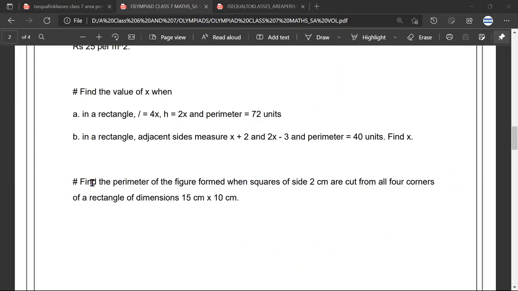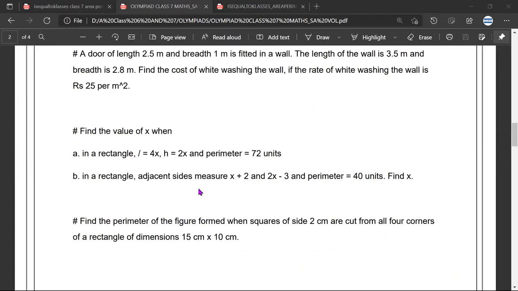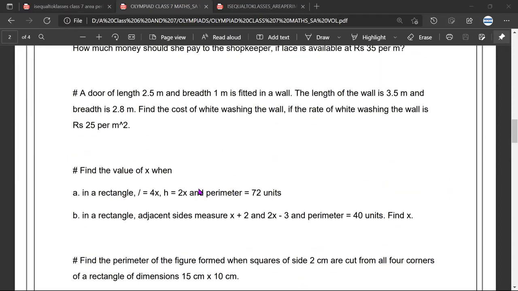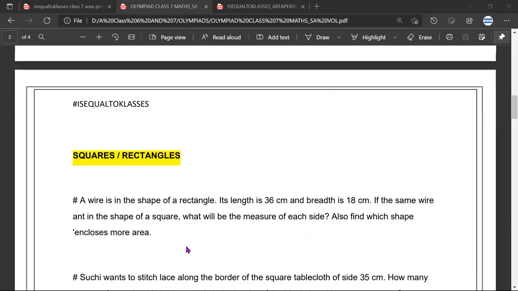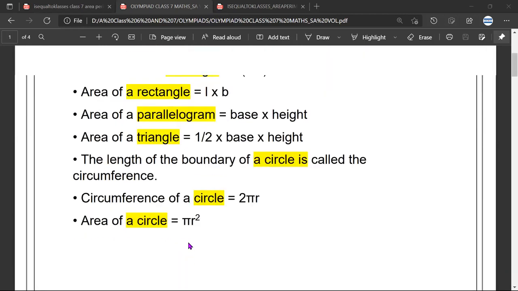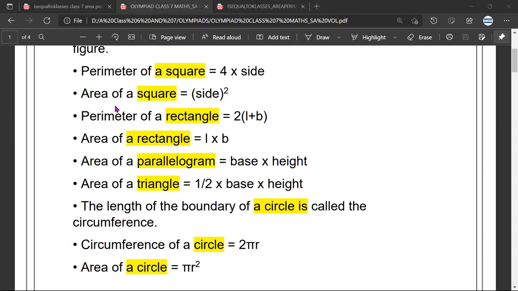Sarthak, what you can do is you can do this question again, find the perimeter of the figure formed. Any other question that you couldn't do previously? No, sir. So just try to do this question again. This is a good question. Any confusion in these formulas? No, sir. Okay, so would you be able to do the next exercise from your book?